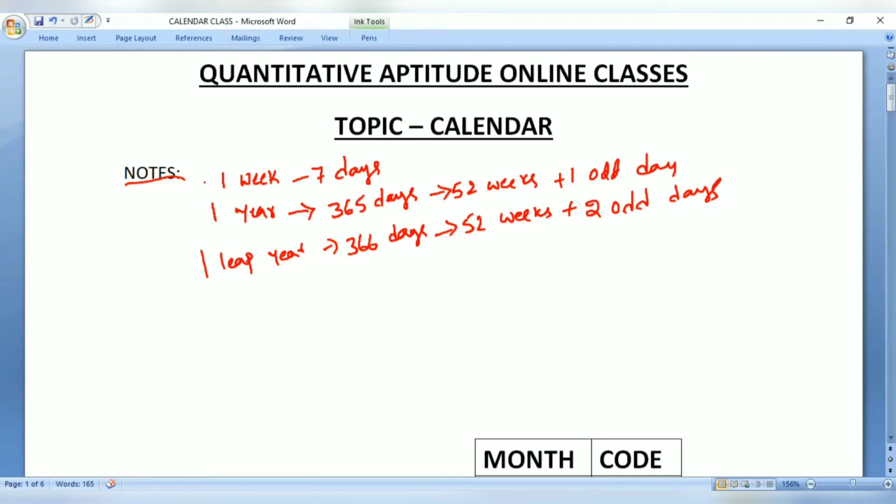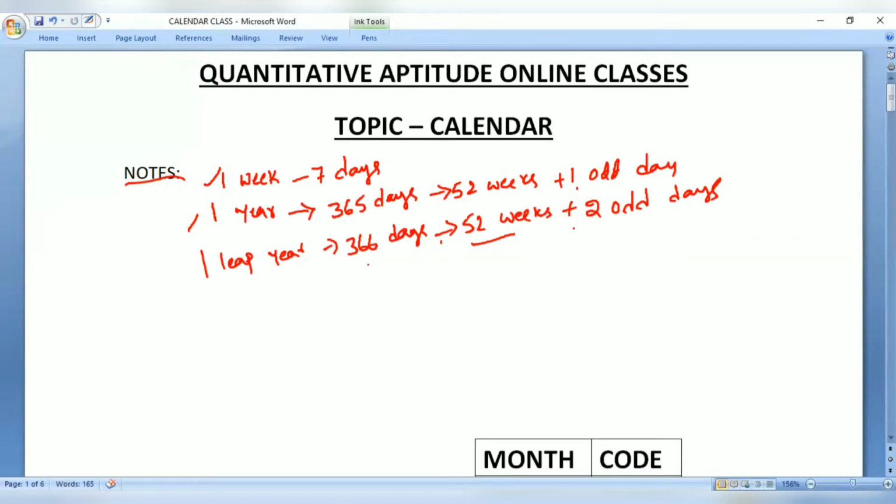Generally, for a week, we have 7 days. For 1 year, we have 365 days. If you divide by 7, it will give you 52 weeks, leaving one odd day. And for a leap year, we have 366 days. On dividing by 7, there will be 52 weeks and then two odd days. To solve the questions in a much simplified manner, we have assigned a few codes for days and months. Based on those codes, we will see how to solve the questions in the coming sections.